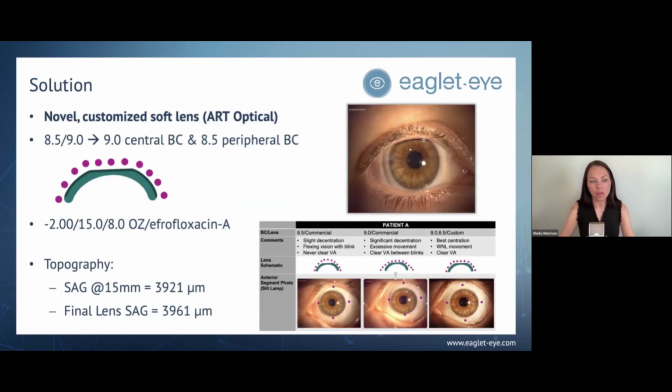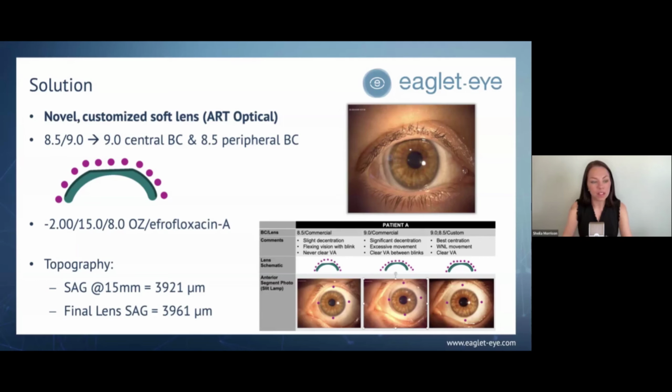The design is a novel dual base curve through Art Optical that combined the 8.5 and the 9.0 base curves with a central 8 mm zone, which about matches the typical ablation zone for refractive surgery. So centrally it's that flatter 9.0 that transitions into a steeper base curve to accommodate the tabletop shape.